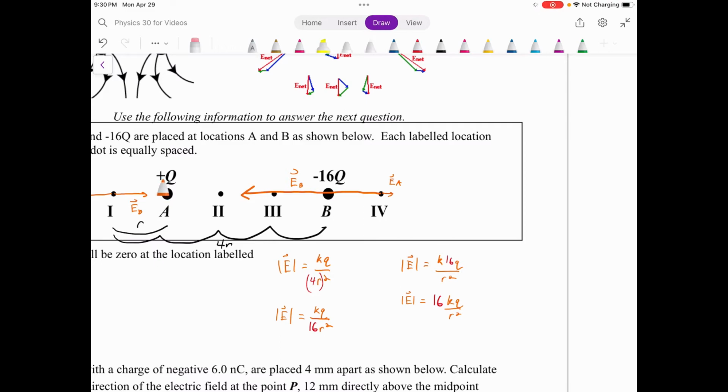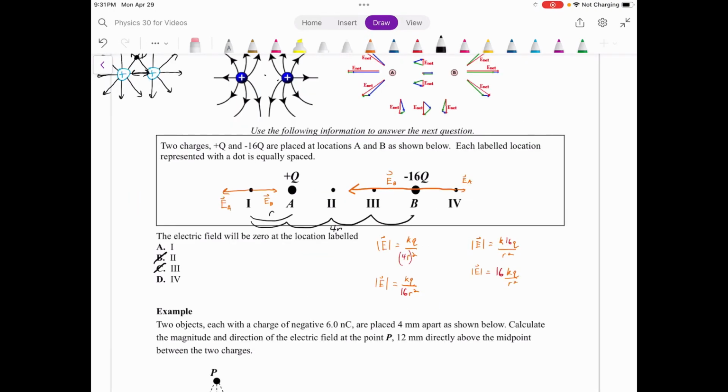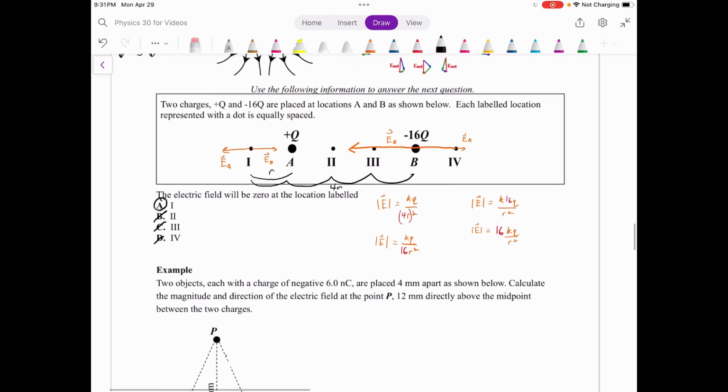Not only does this have 1/16 the charge, so our charge would be 16 times weaker, it's also 4 times further away. So this electric field generated here is just way too weak compared to this thing's electric field being generated here for them to actually cancel each other out. And so definitely I think our correct answer then would be A, okay? At position 1, they would add to 0.